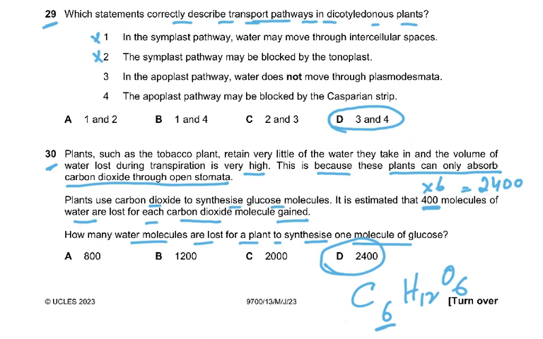What is the formula of glucose? C6H12O6. So 6 carbons we need. And for each carbon dioxide molecule the plant uses, 400 molecules are lost. Each carbon gives a carbon to the glucose. So that is how you have to figure this out. 6 fours are 24, so 2400.